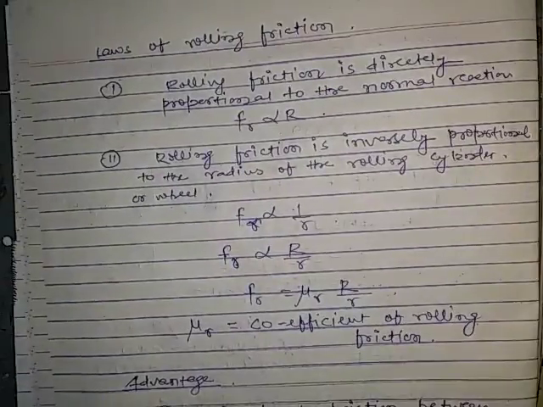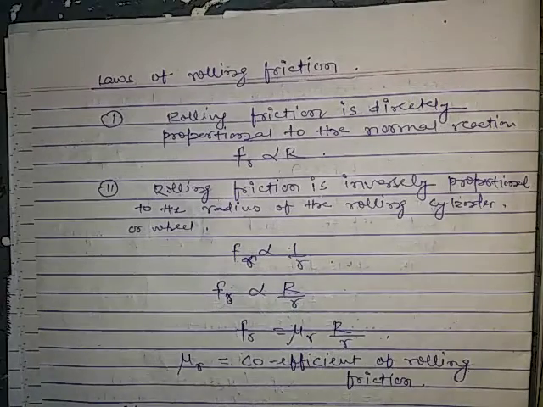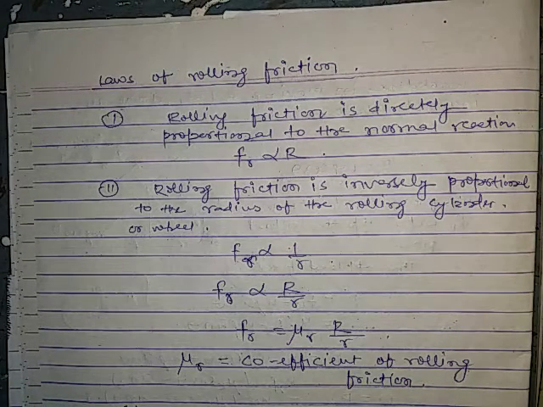Now, the laws of rolling friction. The first law states that rolling friction is directly proportional to the normal reaction. So Fr is directly proportional to R, where R is the normal reaction.